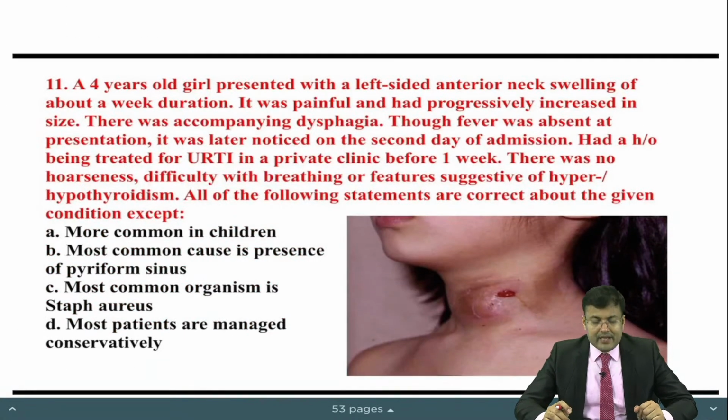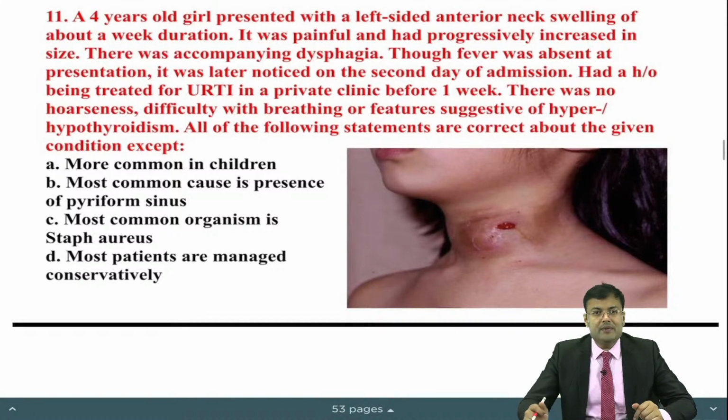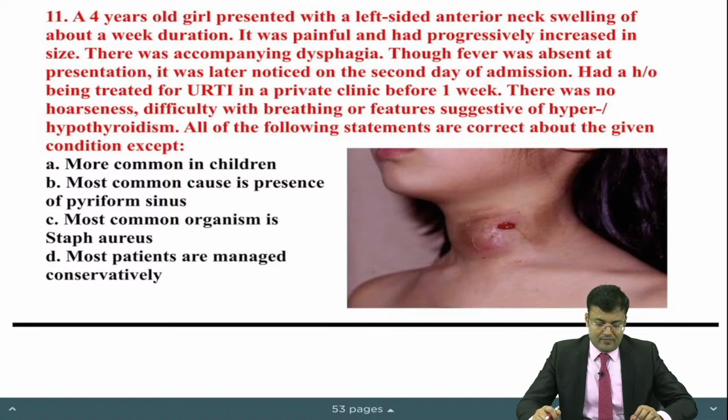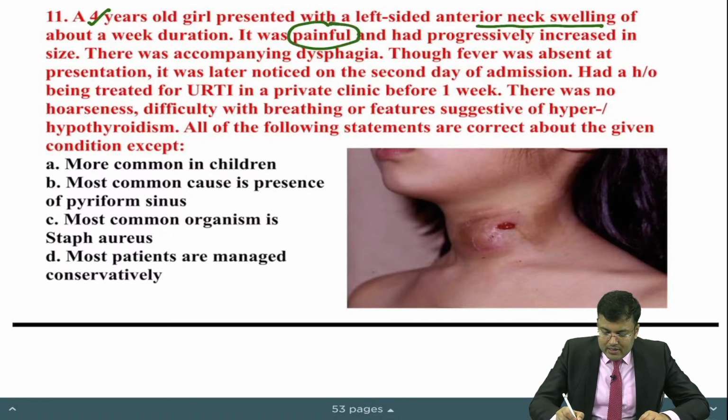Now, read the question number 11. First, see the image. If you see the image, you can have rough idea. See the image. The patient is having some kind of inflammatory lesion. So, a 4 years old girl presented with left sided anterior neck swelling, about a week duration. It is painful, progressively increased in size. There was dysphagia.